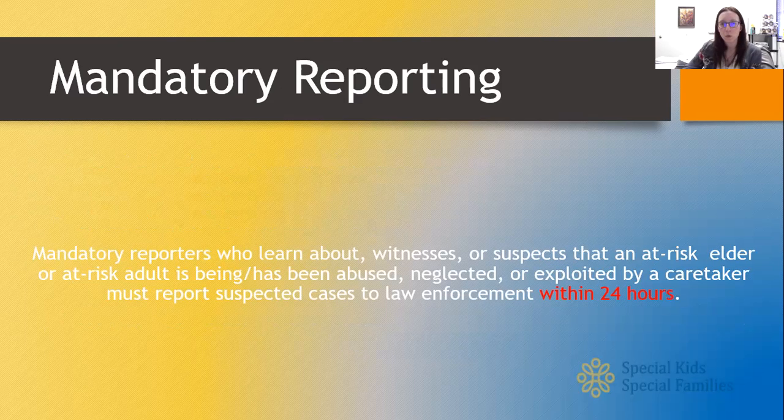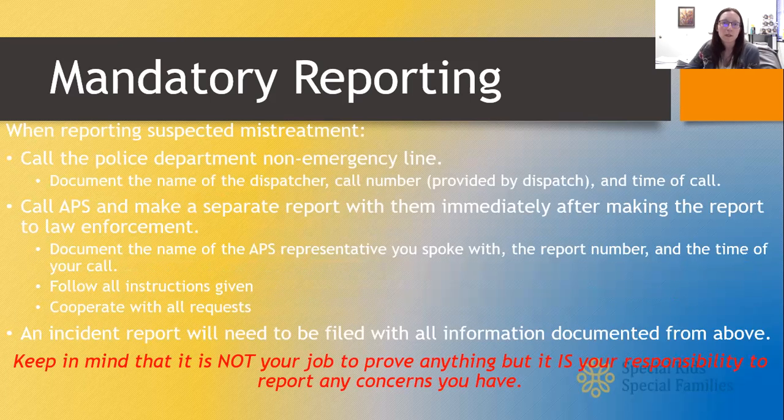Mandatory reporters who learn about, witness, or suspect that an at-risk elder or at-risk adult is being or has been abused, neglected, or exploited by a caretaker must report suspected cases to law enforcement within 24 hours. When reporting suspected mistreatment, your first step is to call the police department non-emergency line. And this is going to depend on which jurisdiction you're in, whether it be county sheriff, city police, pertaining to the city that you live in, or where the incident happened. It's going to be specific to that jurisdiction. Document the name of the dispatcher that you spoke with, the call number, which should be provided by dispatch, and the time of your call.